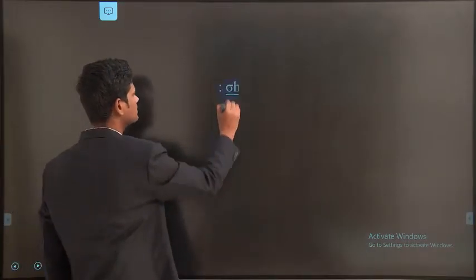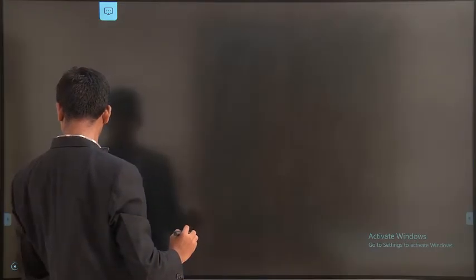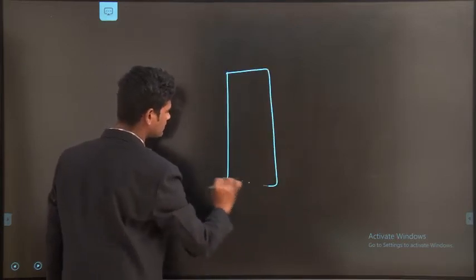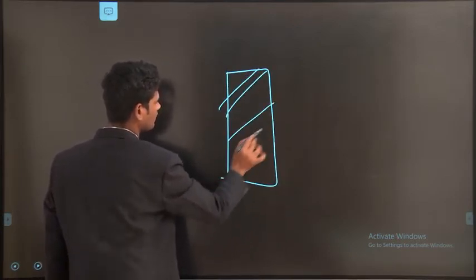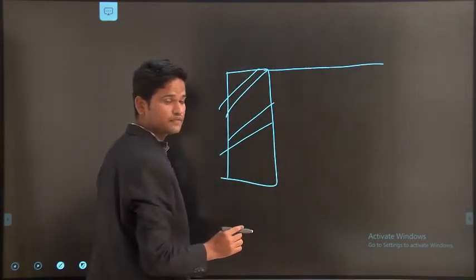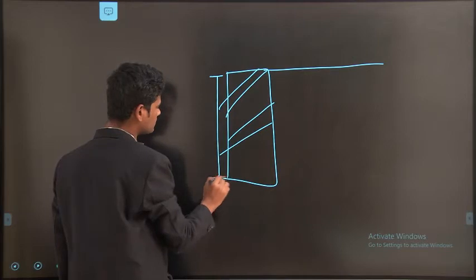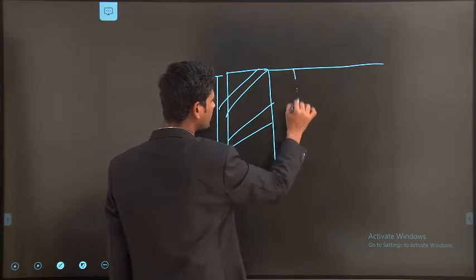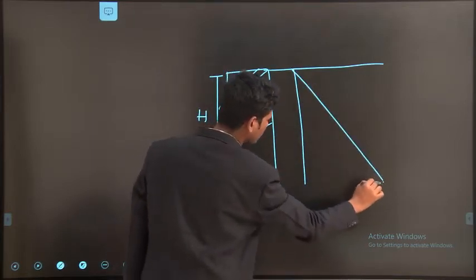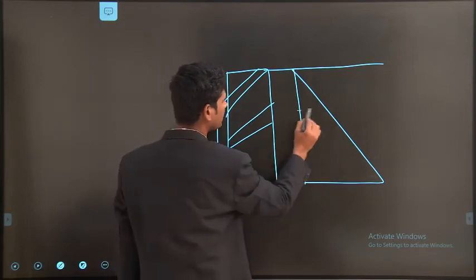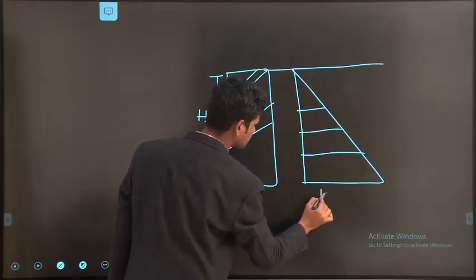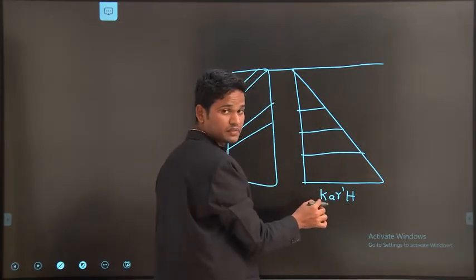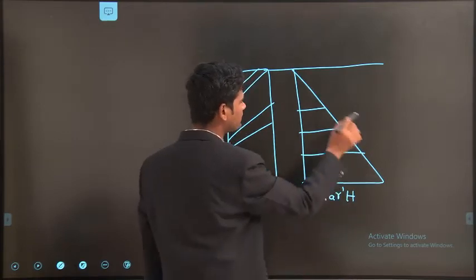If you see here, this is your retaining wall, and this is the horizontal ground surface. From this horizontal surface, h is the height of the wall. For this height of the wall, due to the pressure of the submerged soil mass, the horizontal pressure acting on the wall will be Ka into gamma prime into h at the total depth.